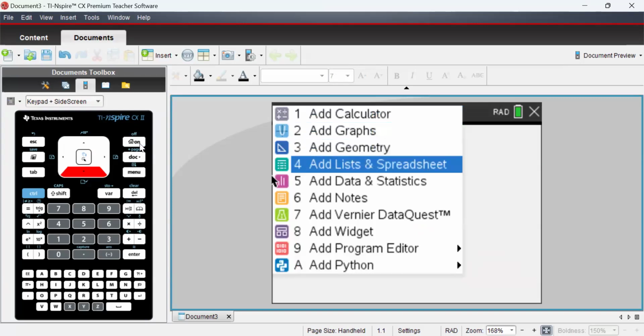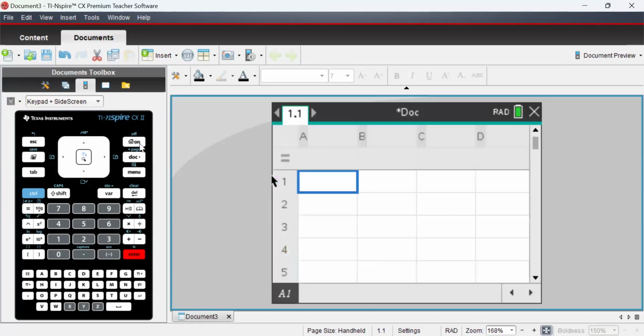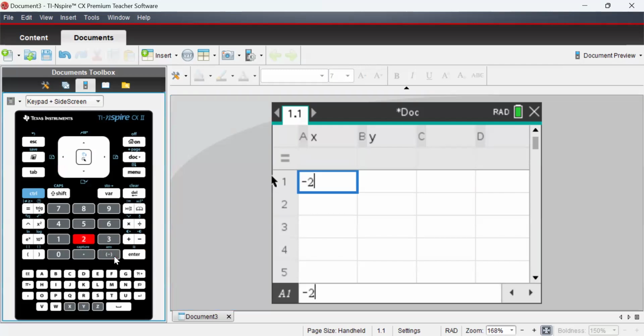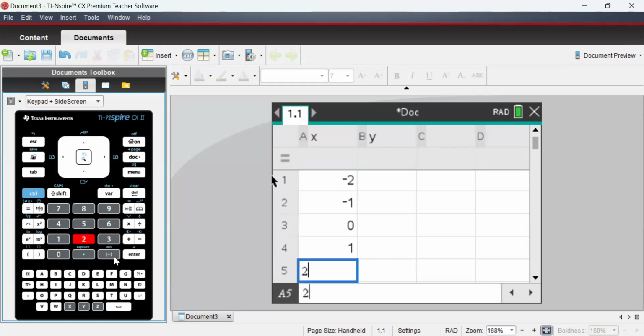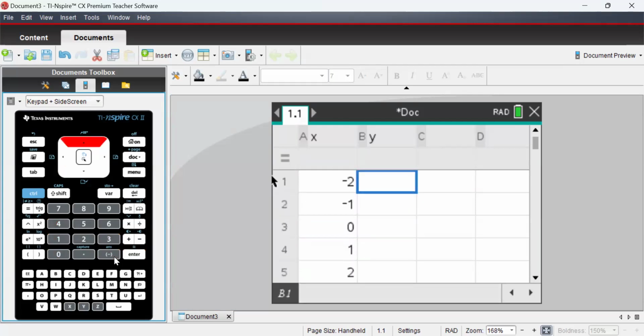Then I go to number 4, add list and spreadsheet. I'm going to rename A X and rename B Y. This just makes it easier when we find the regression line. So let's put our X values in. And if you need to, if you're working along, pause this.